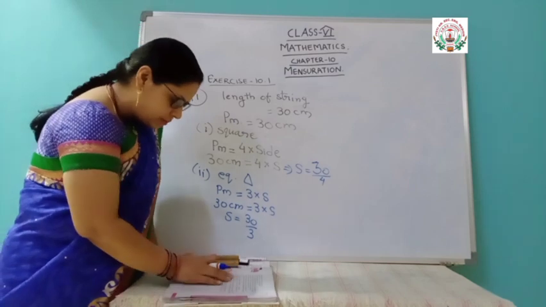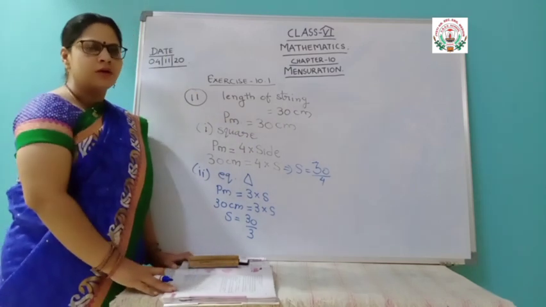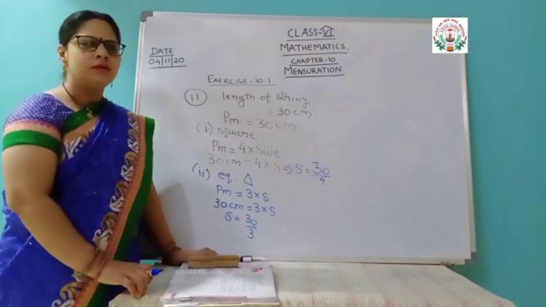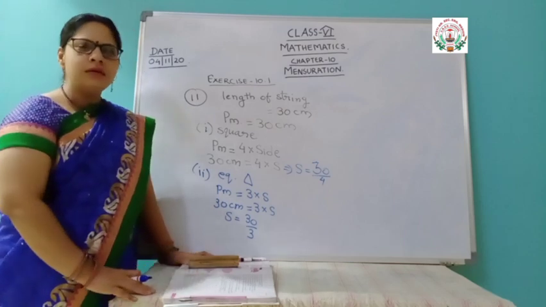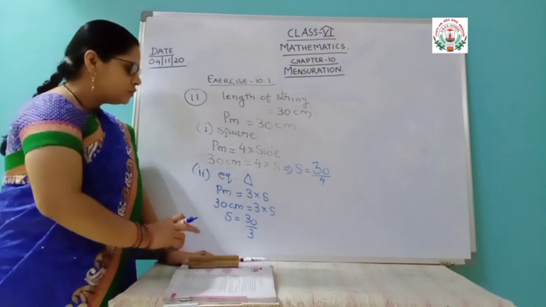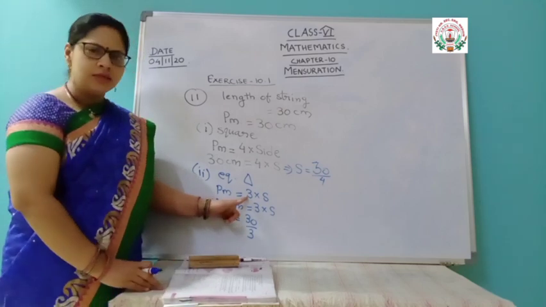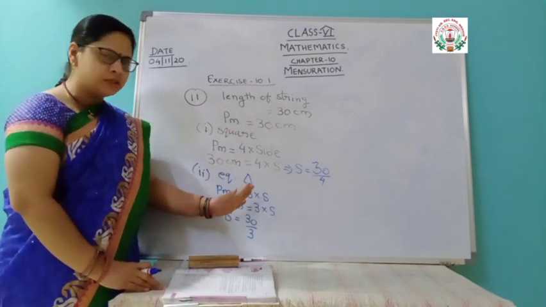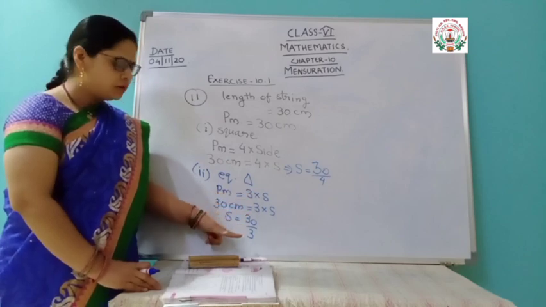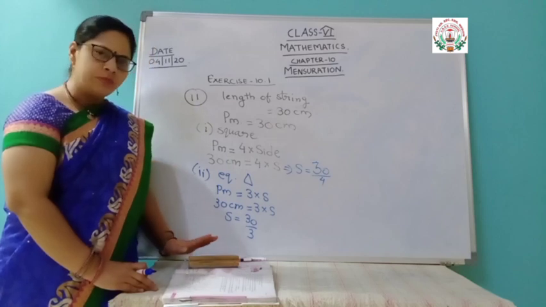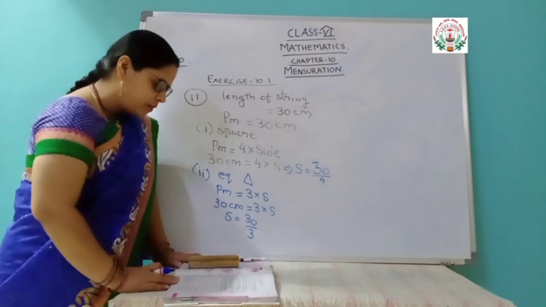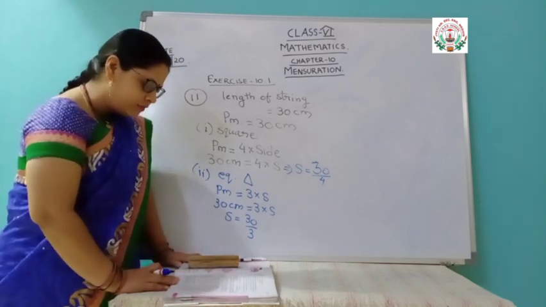Then the next part asks about a regular hexagon. Regular means equal sides and hexagon means having 6 sides. So in place of this 3, 6 will come, and the rest everything will be the same. So you will do 30 divided by 6. In this way all the 3 parts will be completed. So here we complete question number 11.